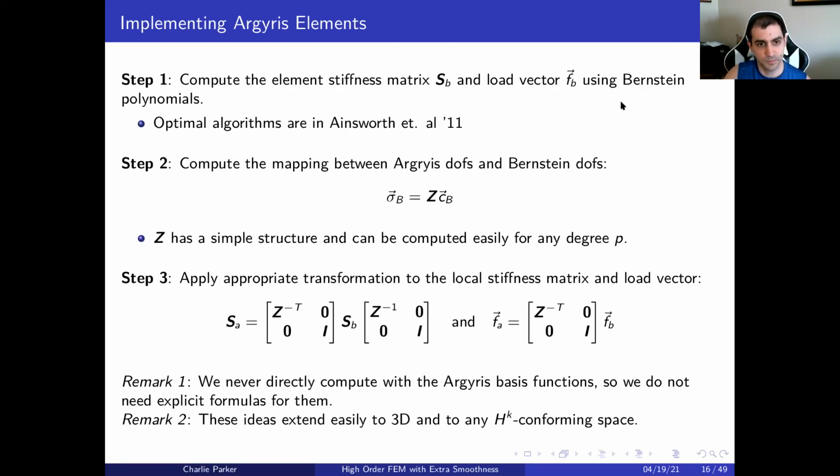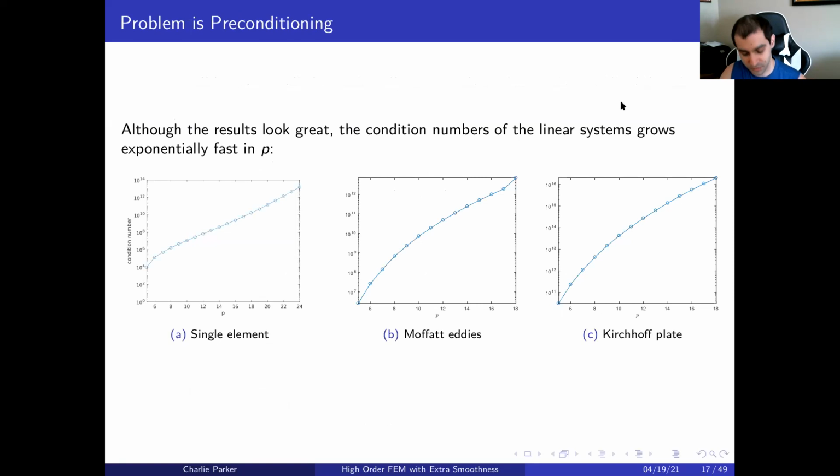So, although the results I showed you look great, the problem is preconditioning. If we look at the condition numbers for fixed meshes as we increase p, on a single element with no essential boundary conditions, it grows exponentially fast, as is the case for both the Morley-type elements and for the Kirchhoff plate, where these condition numbers are now untenable for inverting a linear system.